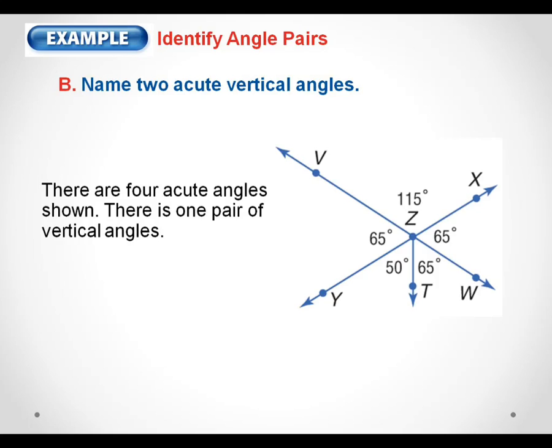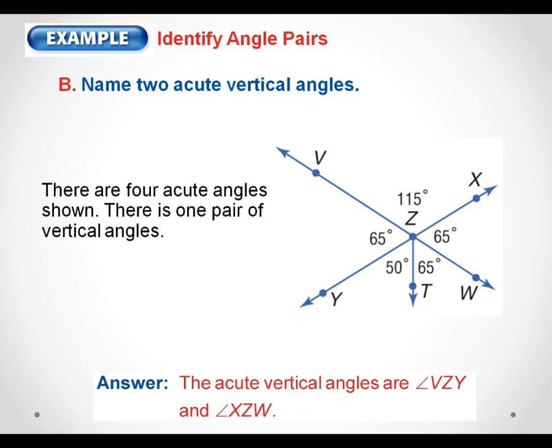Yep, VZY and XZW. Excellent. VZY and XZW. Those are vertical because they're opposites of two intersecting straight lines. They're acute because they're both less than 90. Very good. So that's acute vertical angles. All right.